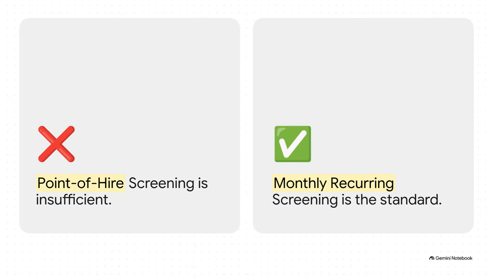Think about it. An employee could be perfectly clean on their very first day of work in January, but then have their nursing license revoked in March and pop up on an exclusion list in April. If you only check them at onboarding, you'd spend the rest of the year unknowingly billing the government for excluded services. So monthly screening is not optional. It's a strict, mandatory compliance practice.